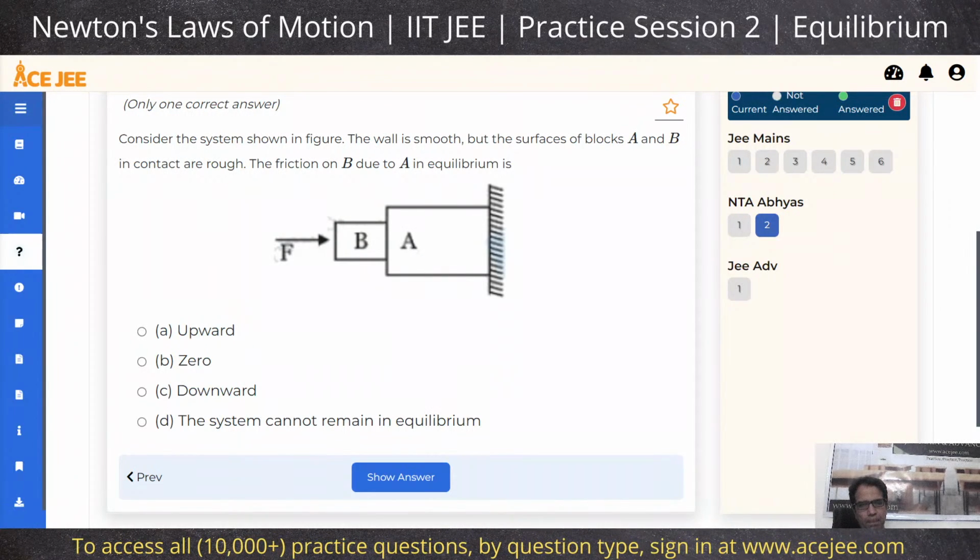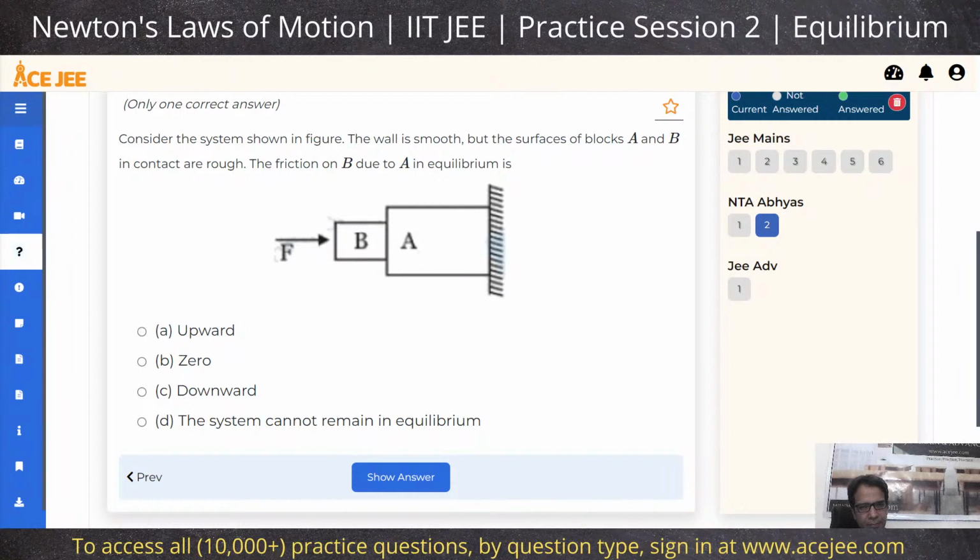Yes, madam? So would it be D? Yes. They're very strange choices, by the way. What about, can it be zero? The friction force on B due to A?